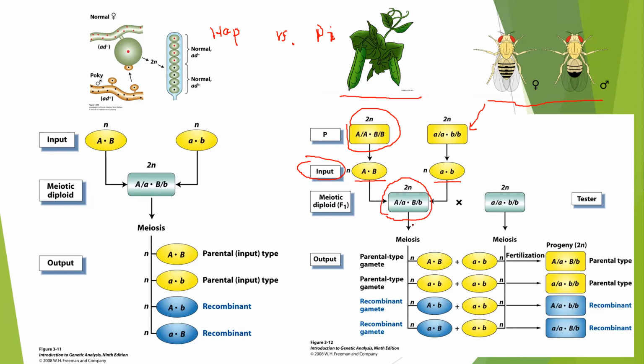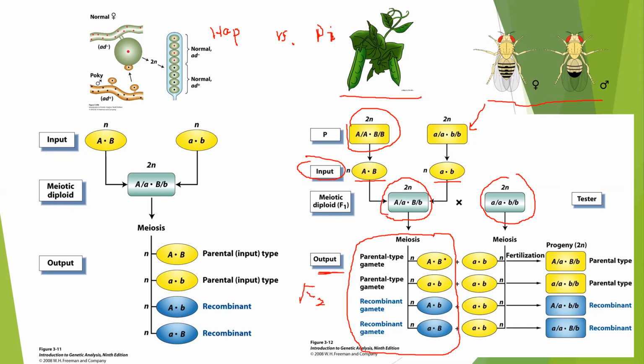Then we do the test cross using the tester here. The tester must be the double homozygous recessive, and then we can get the progeny with different genotypes. This is the output from this test cross. If we look into the genotypes for all the progeny, this is the F2 population, the progeny from the test cross.